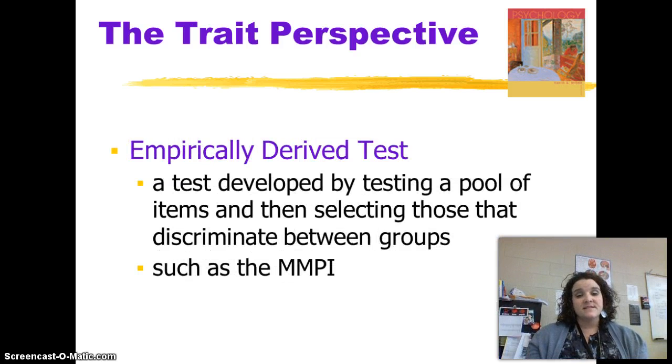An empirically derived test is a test developed by testing a pool of items and then selecting those that discriminate between groups. So the MMPI is an example of an empirically derived test. These tests have a bunch of different items, and they use them to break people up into different groups.